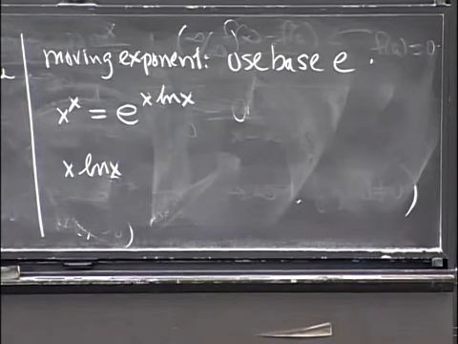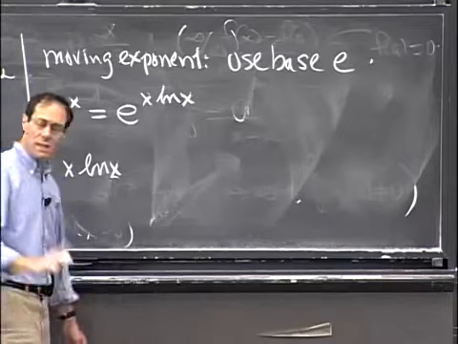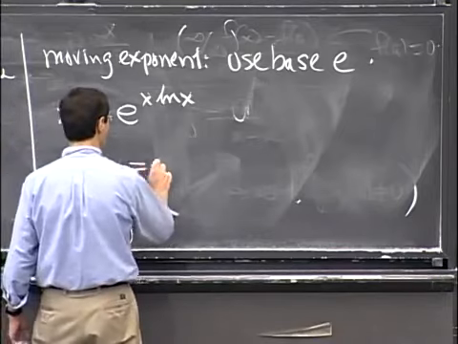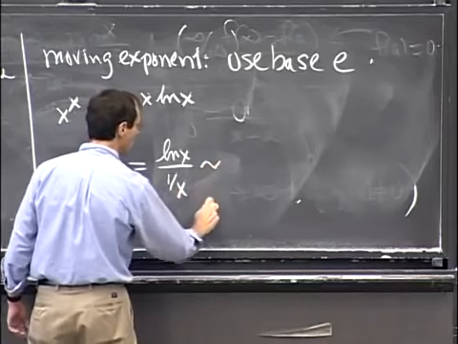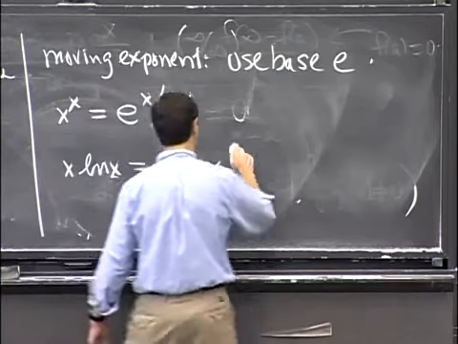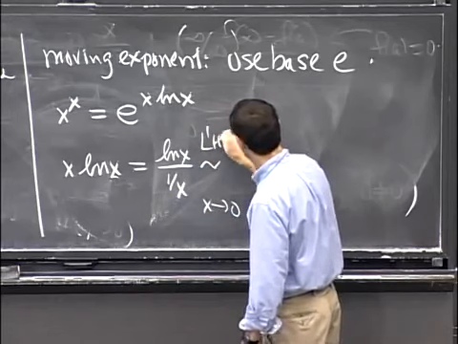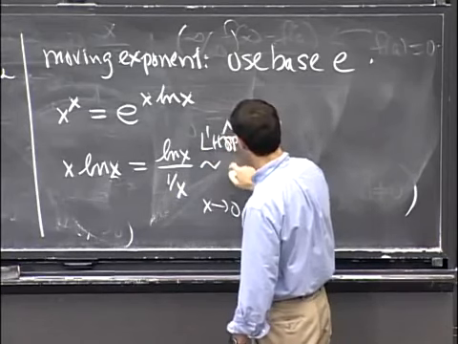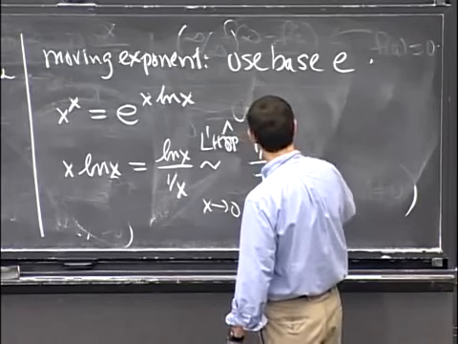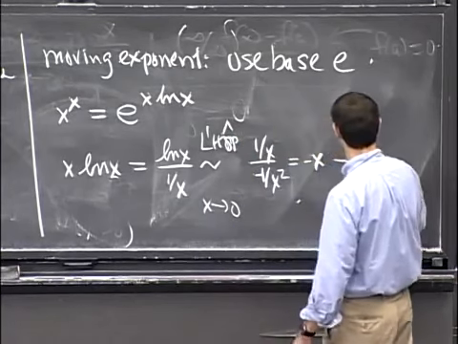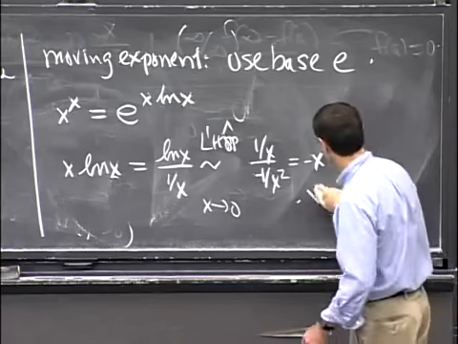All right? So remember, actually we already did this, but I'm going to do it once more for you. This is log x over 1 over x, and that's equivalent, as x goes to 0, using L'Hopital's rule, to 1 over x over minus 1 over x squared, which is minus x, which goes to 0 as x goes to 0.